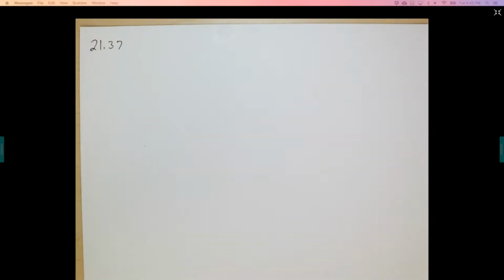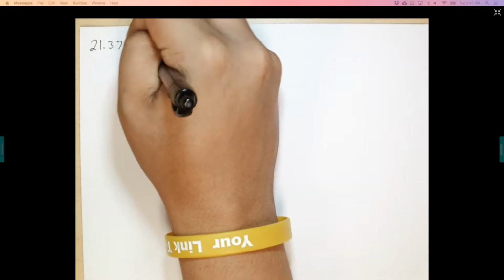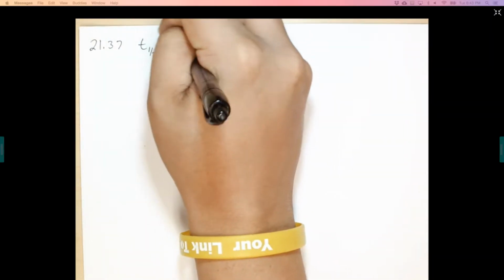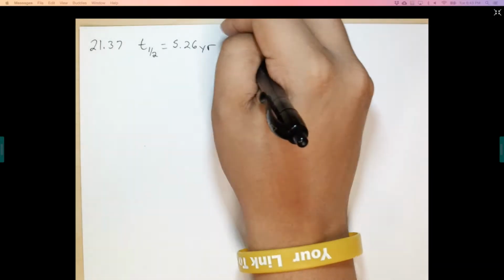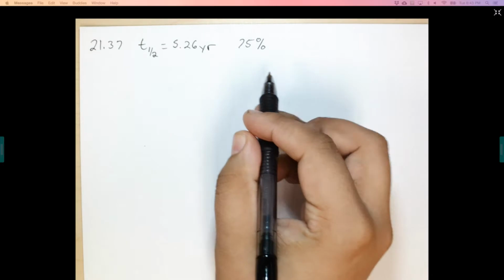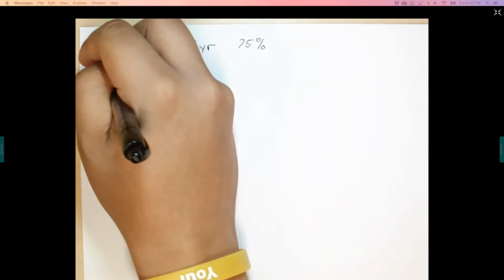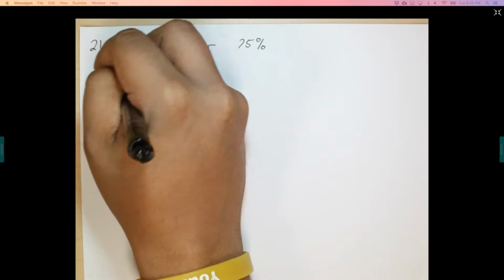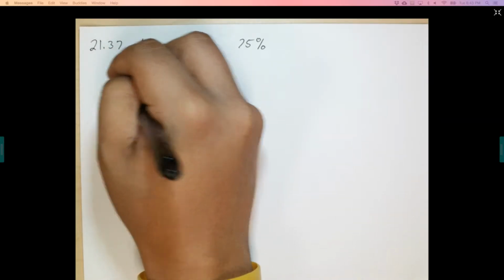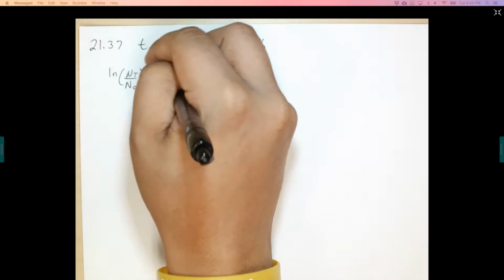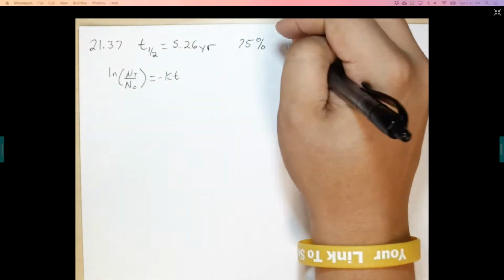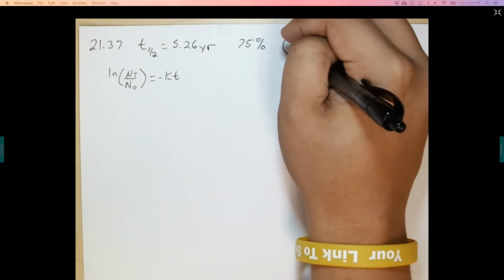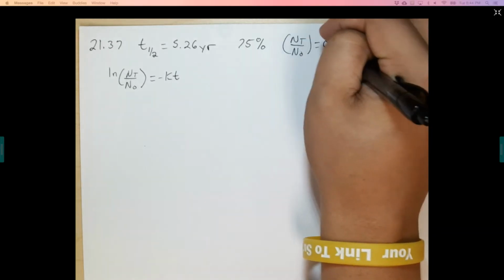First thing they've given us is the half-life. So it's always good to write down what we have. Half-life is equal to 5.26 years. They've also told us that we are interested in 75%. And if we remember from our equation that ln of the amount at time t is equal to negative kt, this ratio here is what this 75 is. So we're actually looking for when the ratio of Nt to N0 is equal to 0.75.